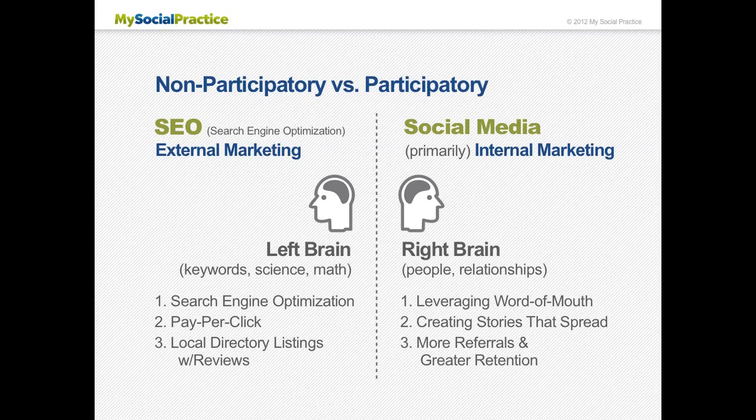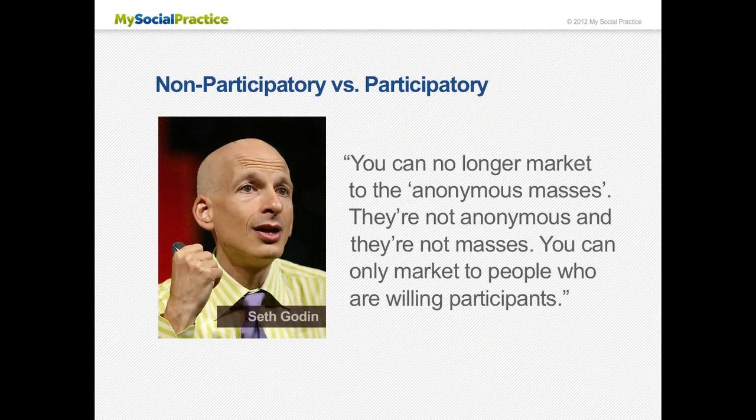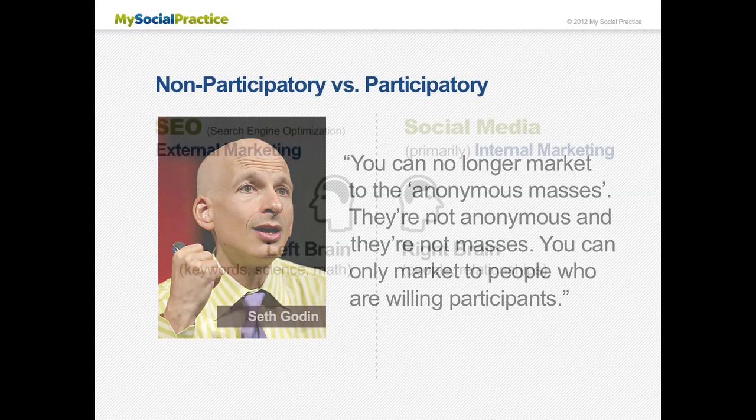So as you think about SEO versus social media, think of left brain activity versus right brain activity, non-participatory activity versus participatory activity. Seth Godin, who you probably have heard of, often described as one of the best marketing minds in this modern day, has said, you can no longer market to the anonymous masses. They're not anonymous and they're not masses. You can only market to people who are willing participants.